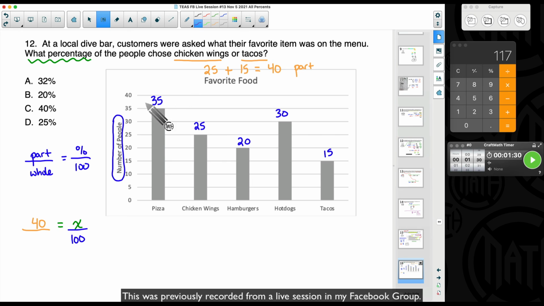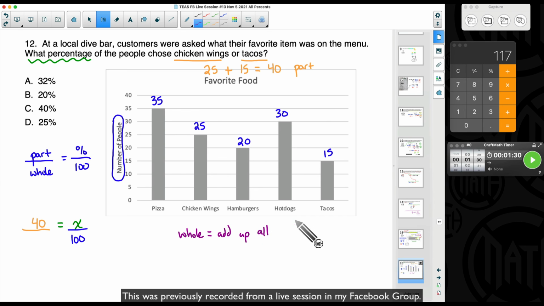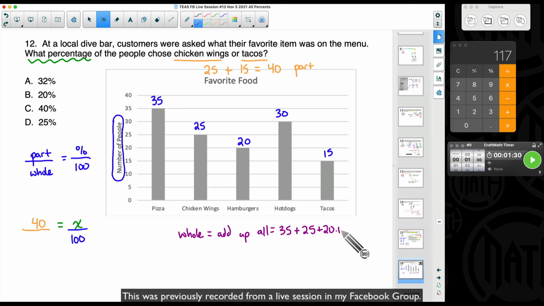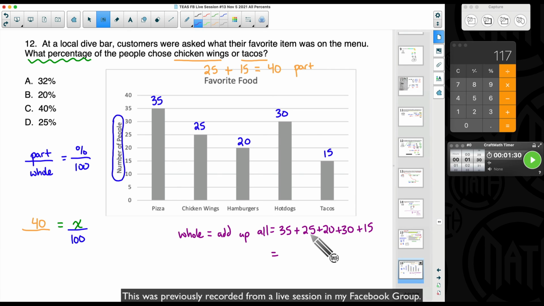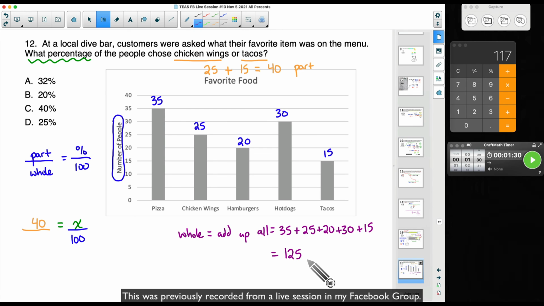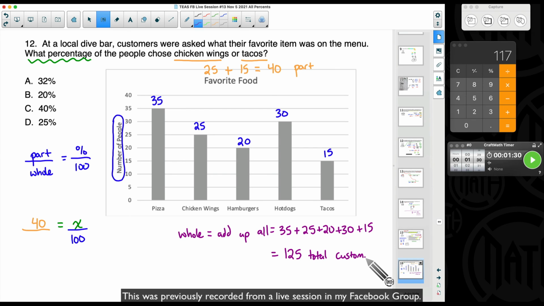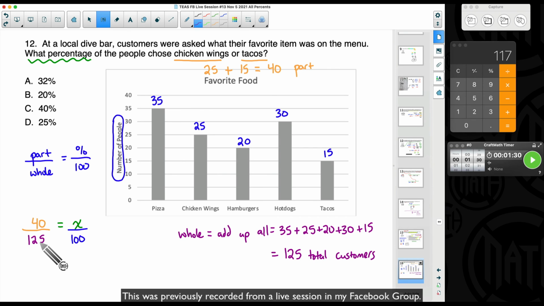Now, you might say, well, we got to know what the whole is. So to find the whole, add up all of them. The 35 pizza lovers plus the 25 chicken wings, 20 hamburger folks, 30 hot dogs, and 15 tacos. Oh, what do we get here? 50, 60, 80, 110, 125. So 125 represents the whole. This is the total number of customers. That is our whole. And now we're ready to cross multiply and divide.